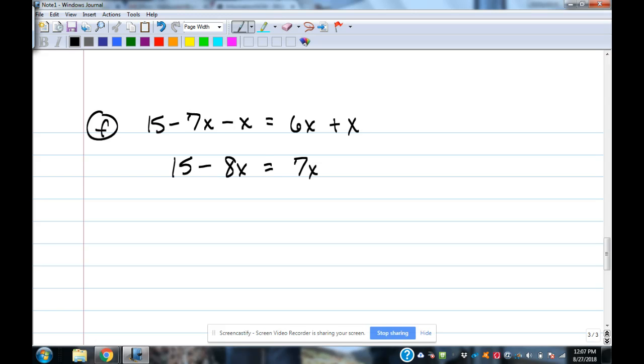Now what? Add 8x. Why are we adding 8x and not moving the 7x? Which side has too much stuff? This side. So that's how you know. A lot of folks will get confused because you'll move the wrong thing, okay? Look at the side that has too much stuff and move from it. So we're going to add 8x.